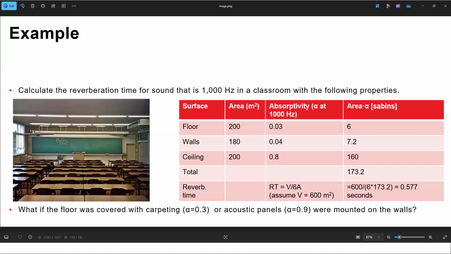Cubic meter, right? Instead of square. Yep, sorry. This should be cubic meter, not 0.2.